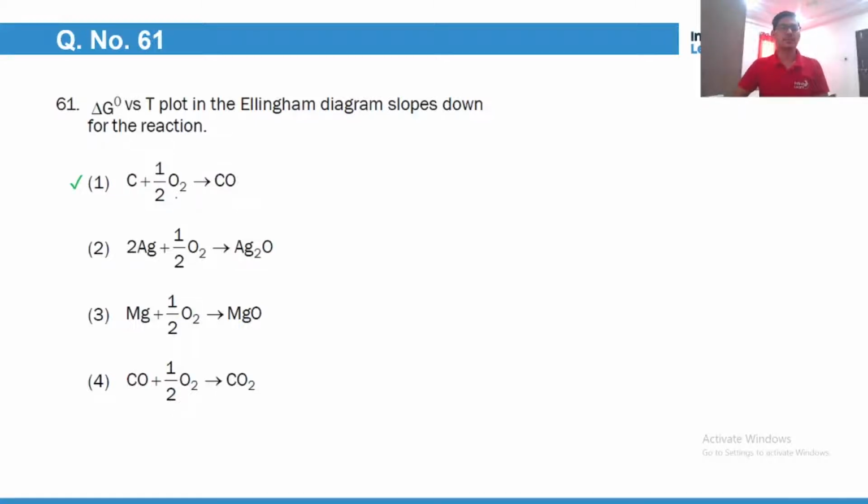In this case, if you notice, half mole of oxygen gas gives 1 mole of carbon dioxide, so the number of gaseous moles increases, so entropy change is positive, right? And as per the equation, delta G is equal to delta H minus T delta S. If delta S is positive, then with increase in temperature, Gibbs energy decreases and the slope is negative. So this is the correct answer.